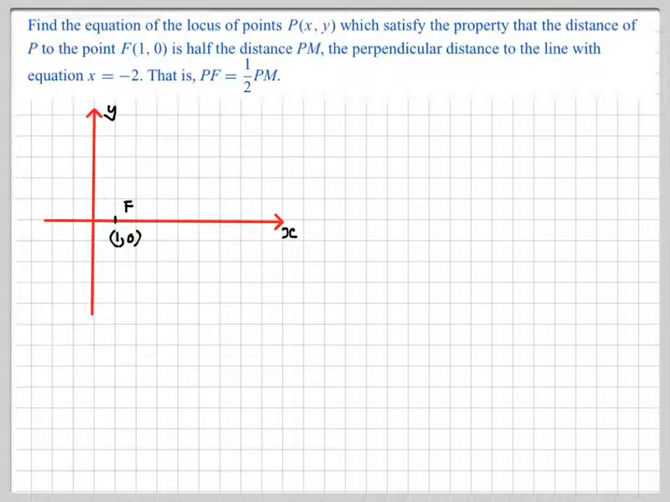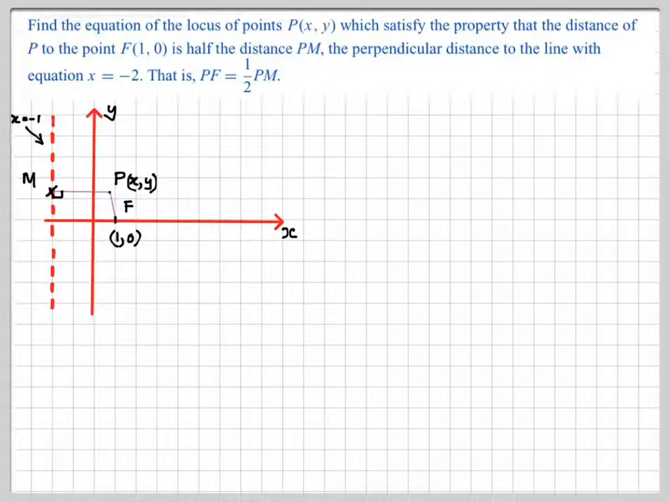We're saying here that the equation of the locus of points P, x and y, which satisfy the property that the distance of P to the point F, which is (1, 0), which I've showed you there, is half of the distance PM, which is the perpendicular distance to the line with equation x equals minus 2. Let's do it. Right, there it is. Now let's draw our little loci thing.